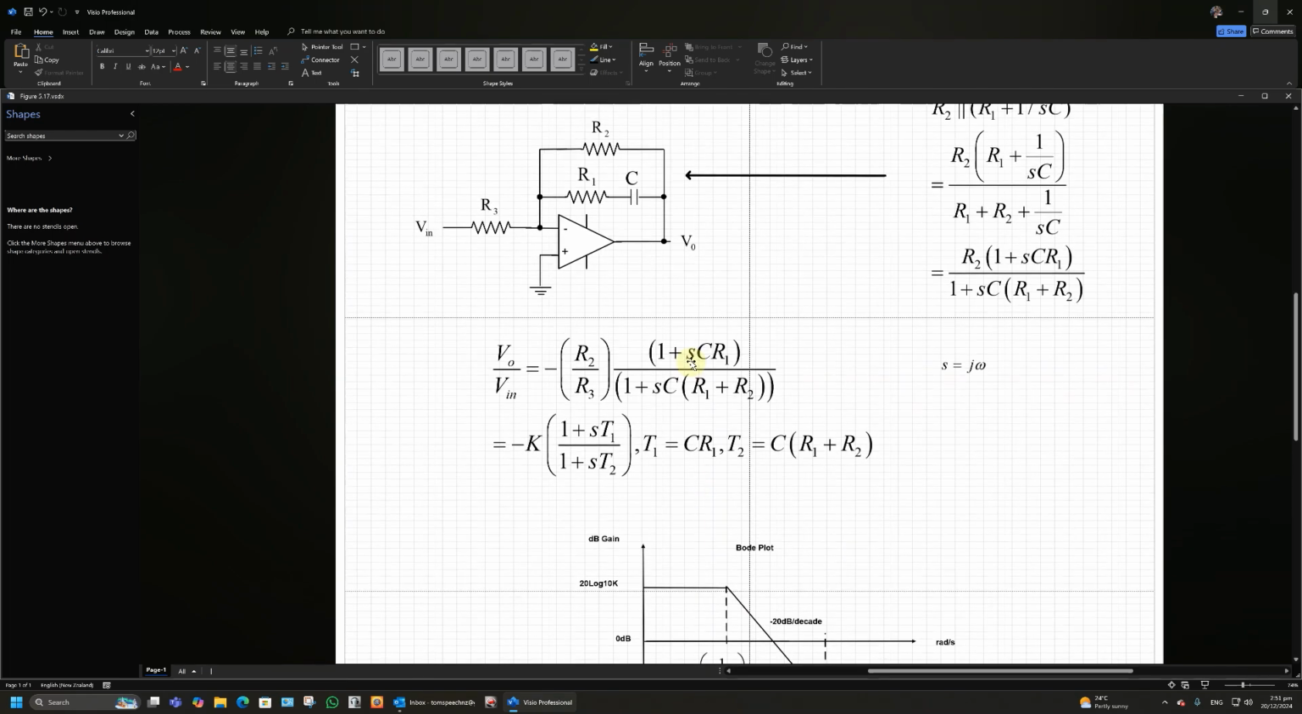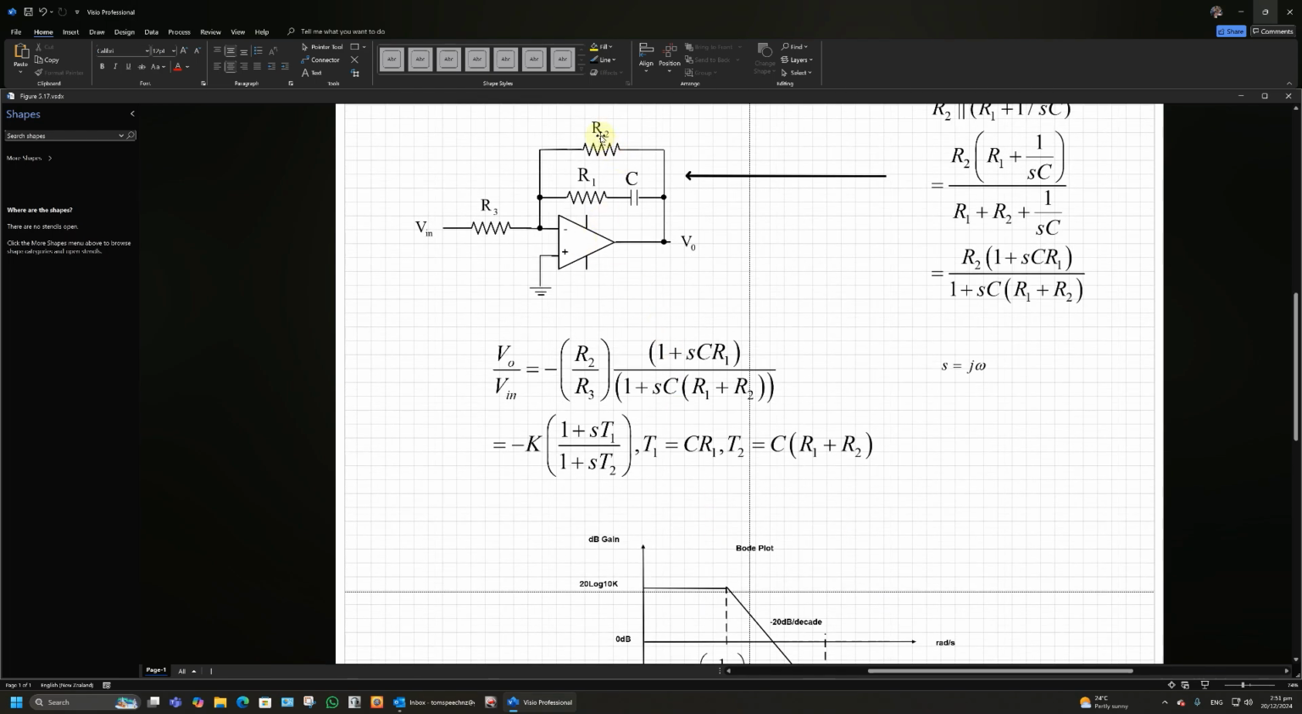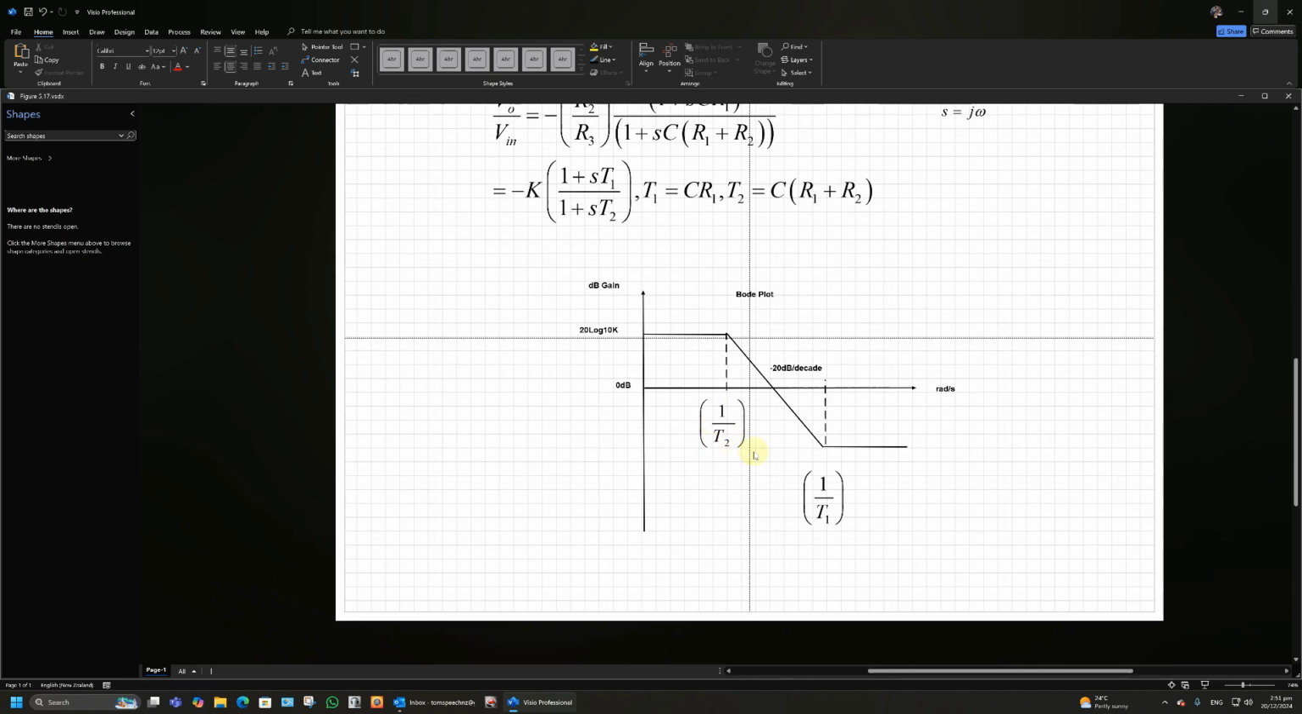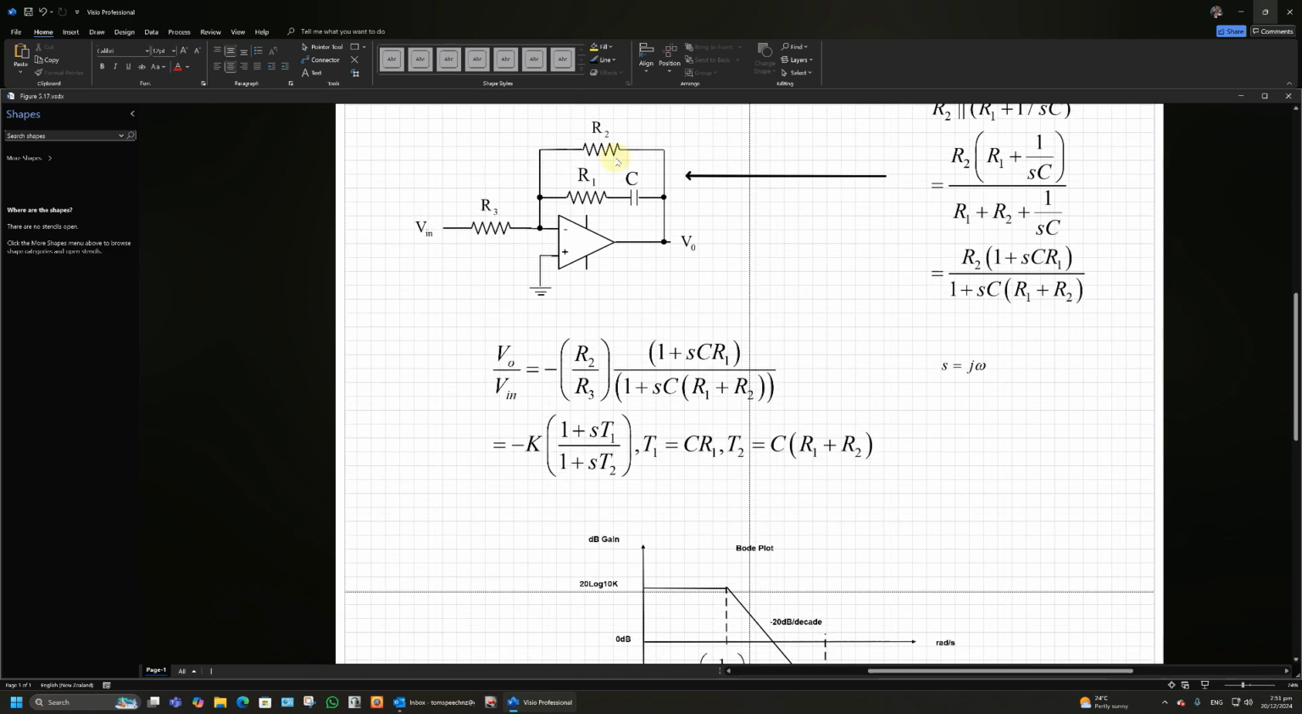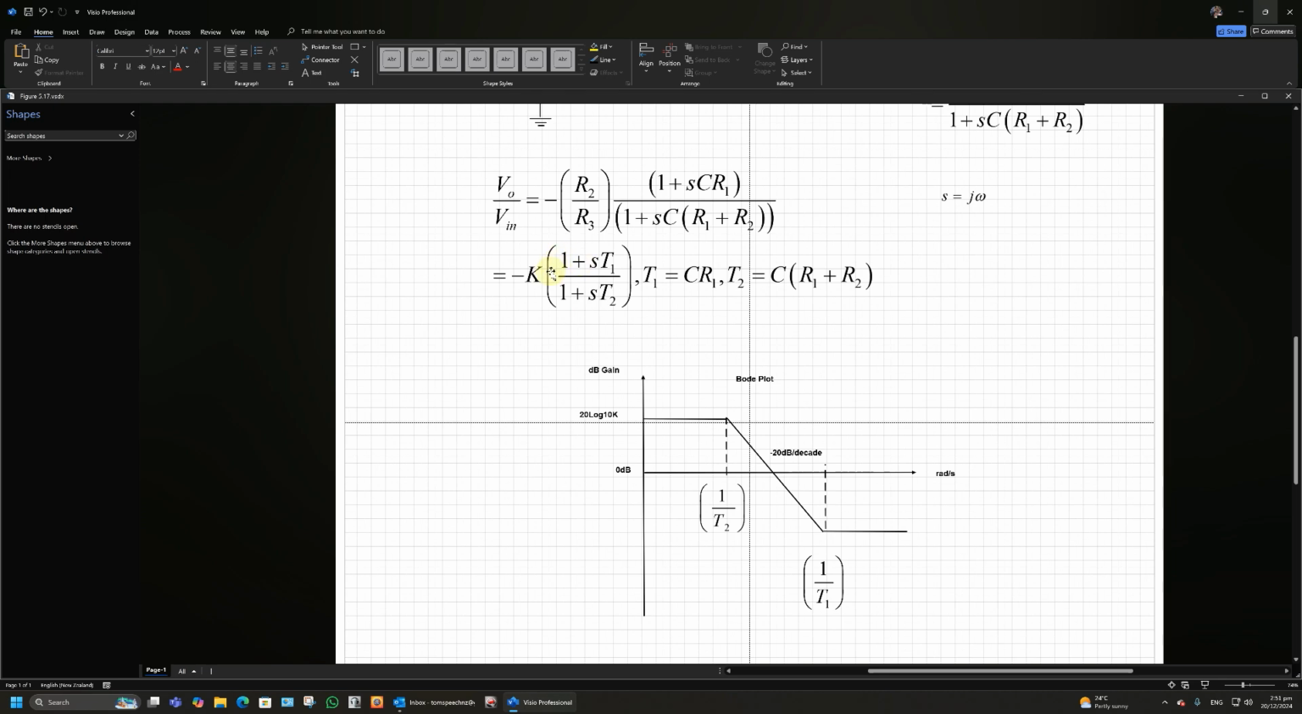And notice again, at high frequencies, this thing becomes R2 in parallel with R1, and that's why it goes flat again, because it goes at a constant gain at high frequencies, and at DC it's a constant gain of K. So that's what it should be, and that's what the transfer function is here. K (1 plus ST1) over (1 plus ST2).